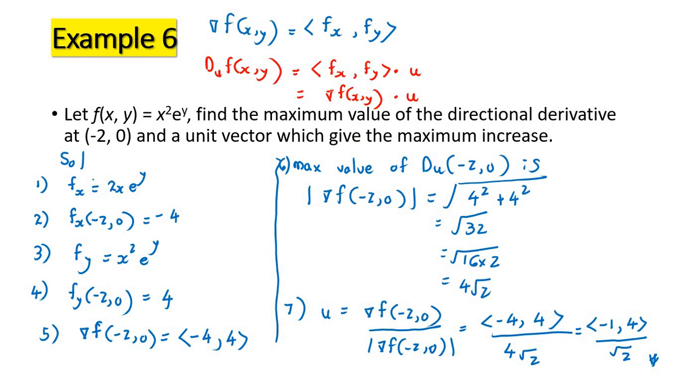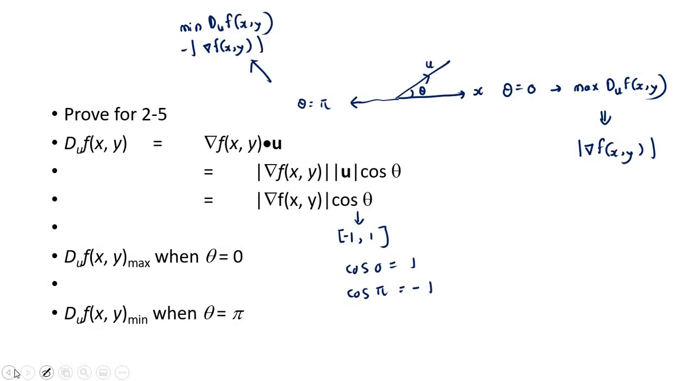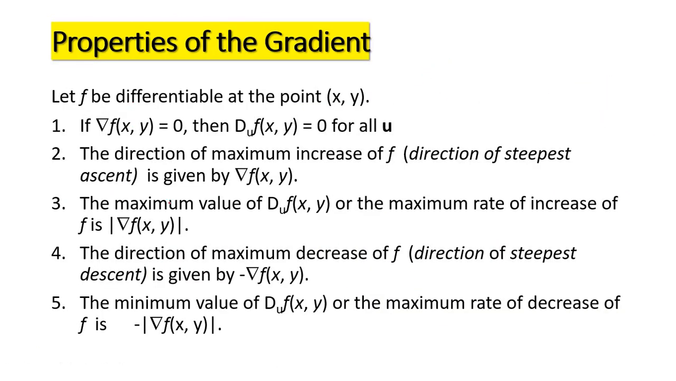We can get the direction where the function f(x, y) increases the most, which is given by the gradient vector, and the value is actually the magnitude of the gradient vector. If it decreases the most rapidly, the direction is given by the negative of your gradient vector, and its value will be given by, look at this property. Okay, this is important.